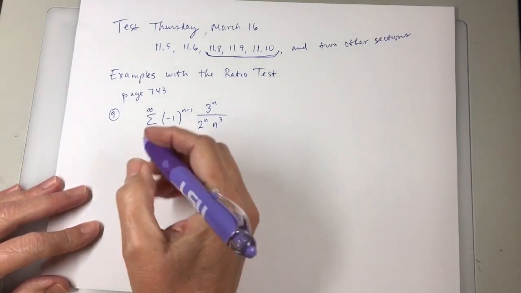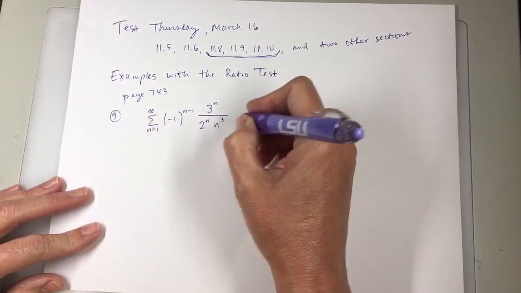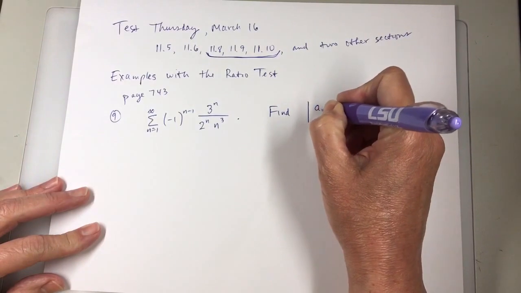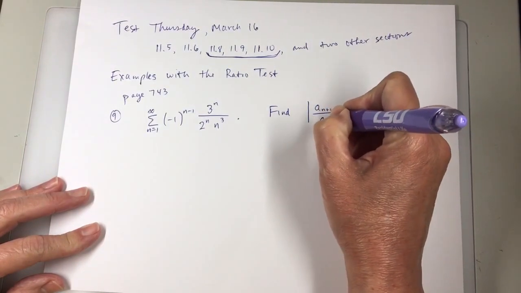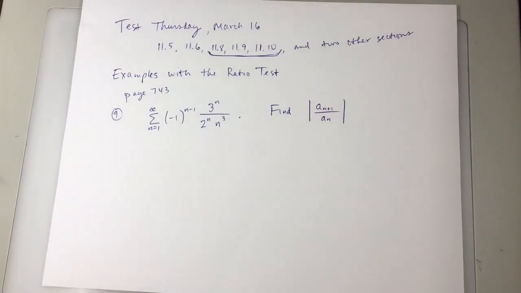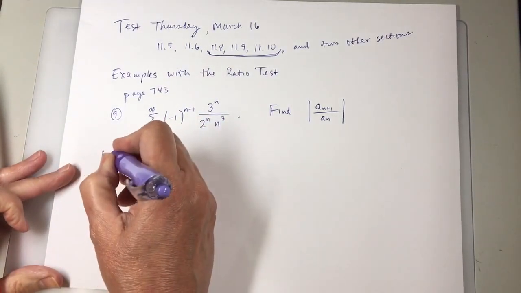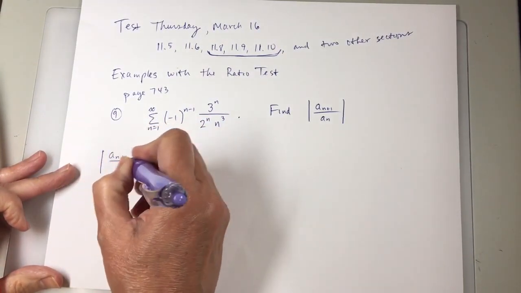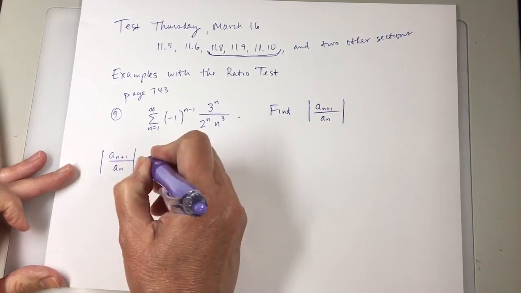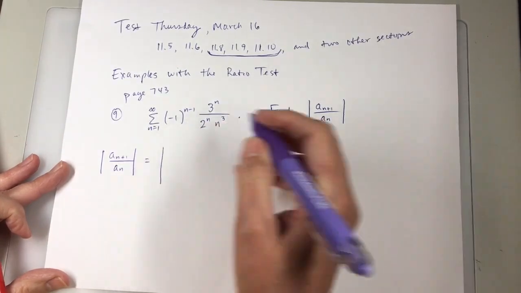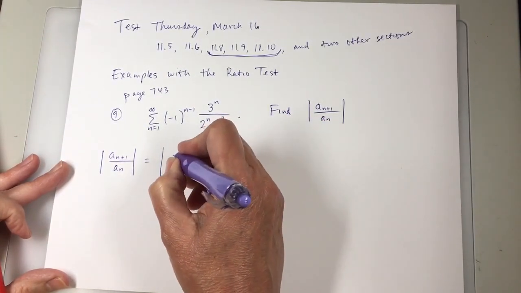So for the ratio test, we have to find the ratio of a sub n plus 1 over a sub n. And after I have that ratio, then I need to do the limit as n approaches infinity. So for this, I'll say a sub n plus 1 over a sub n. We'll do the absolute value of that, which pretty much does what? It just takes out that negative.